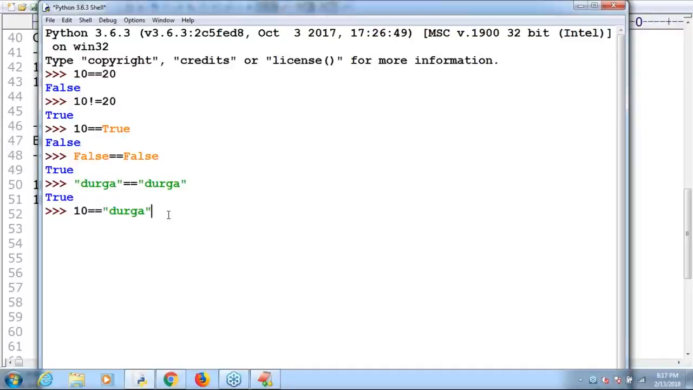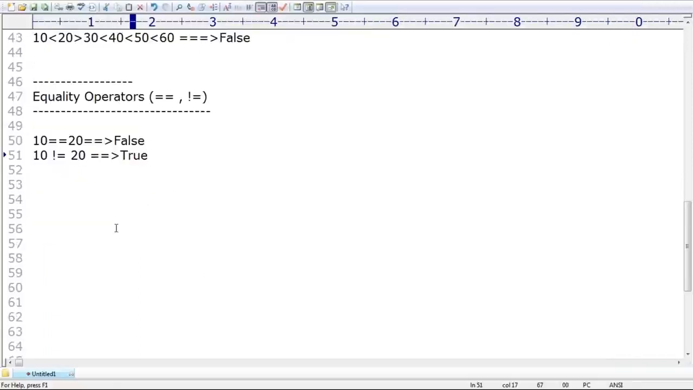So you can apply this double equal operator to any type, no problem at all. If the content is the same, it returns true. If the content is not the same, it simply returns false. What is the answer we are going to get? False. We never get errors. Remember this. The double equal operator always talks about content comparison only.